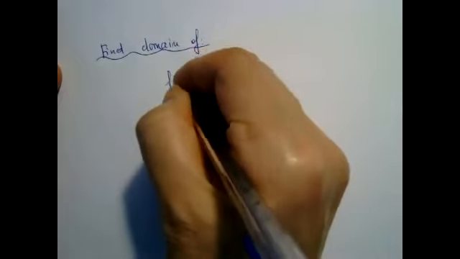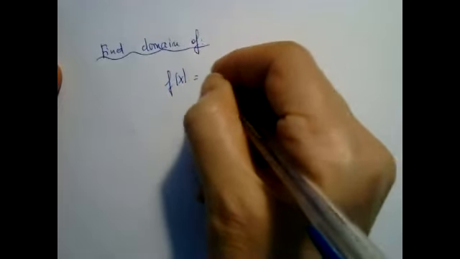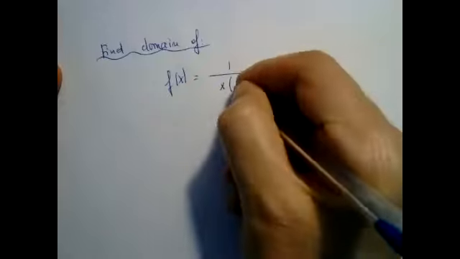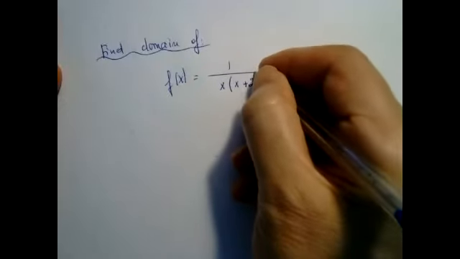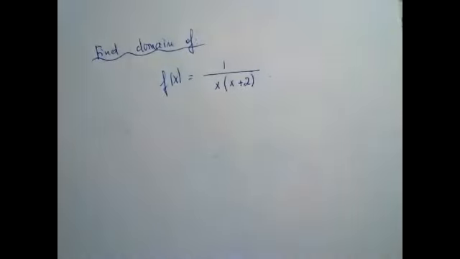Okay. Suppose I give you f of x equals 1 over x times (x plus 2). Okay, I didn't give you any square root. Find the domain.